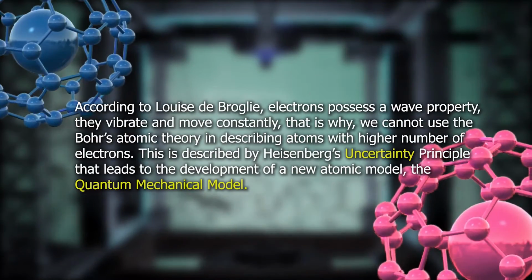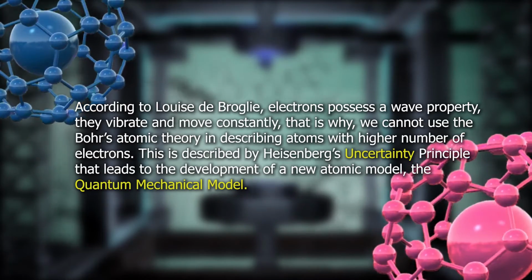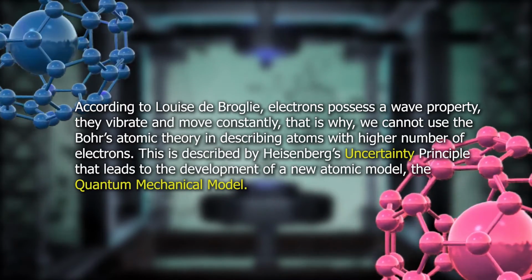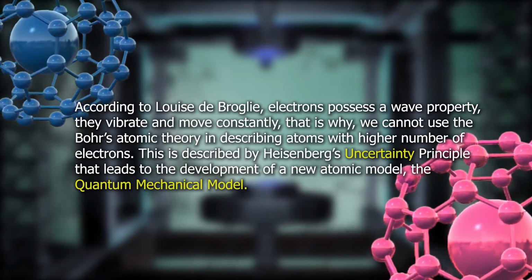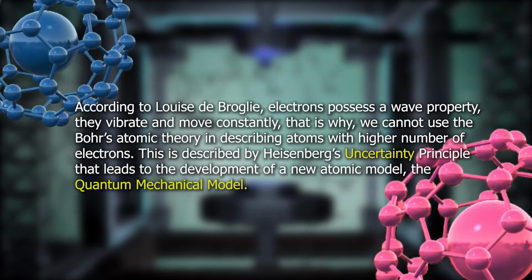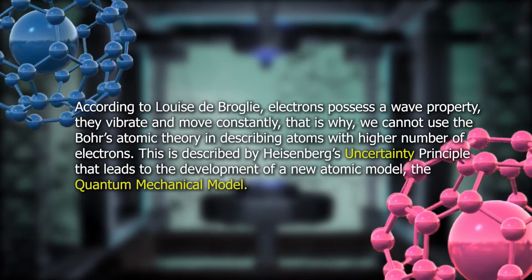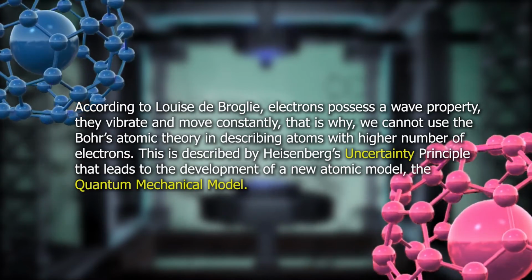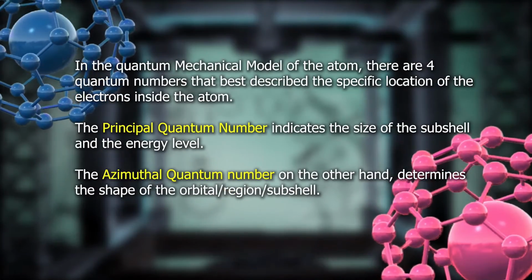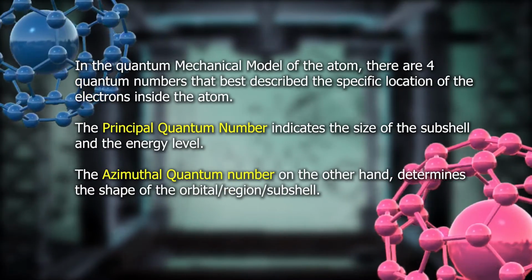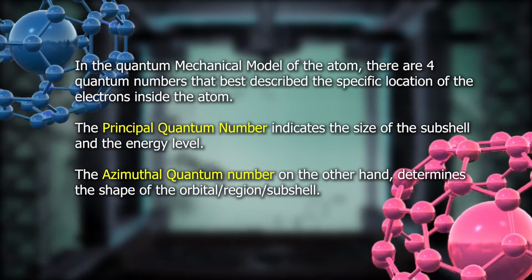According to Louis de Broglie, electrons possess a wave property. They vibrate and move constantly. That is why we cannot use Bohr's atomic theory in describing atoms with a higher number of electrons. This is described by Heisenberg's uncertainty principle that leads to the development of a new atomic model, the quantum mechanical model. In the quantum mechanical model of the atom, there are four quantum numbers that best describe the specific location of the electrons inside the atom.